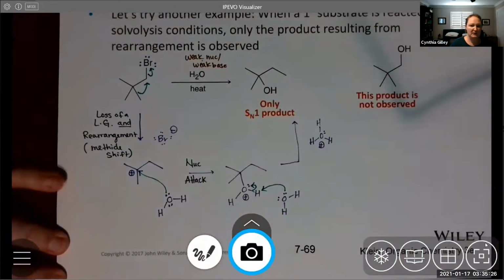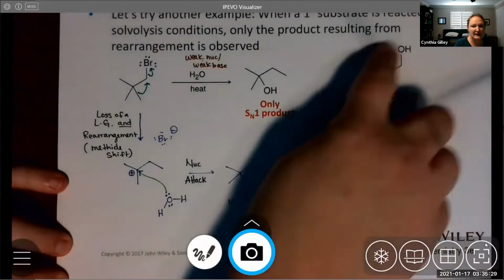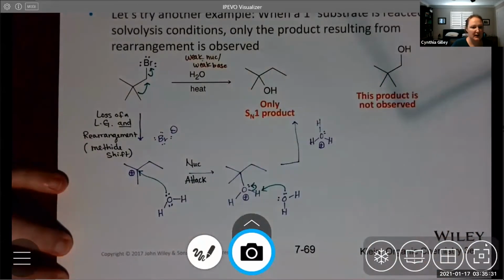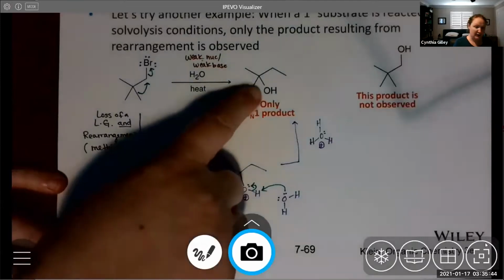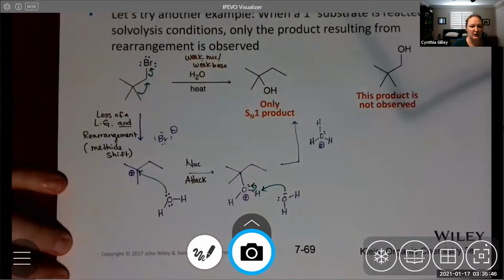So the point was just to talk about the fact that this product is not observed, right? Because we don't ever get a primary carbocation for the nucleophile to potentially attack. Instead, it goes directly to the tertiary carbocation, and the nucleophile ends up at the tertiary carbon exclusively.